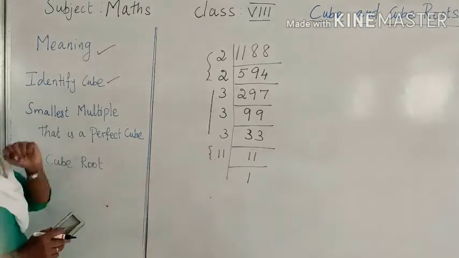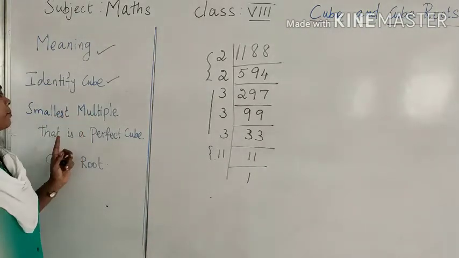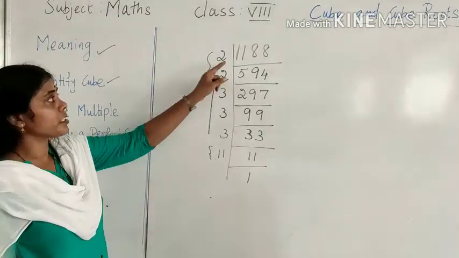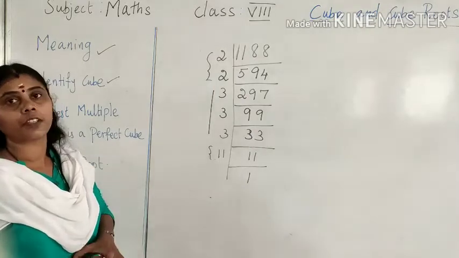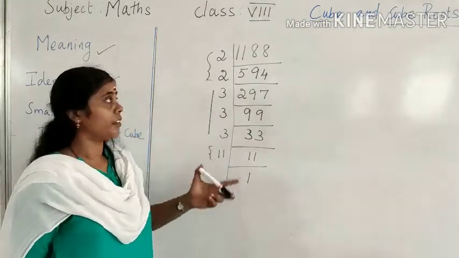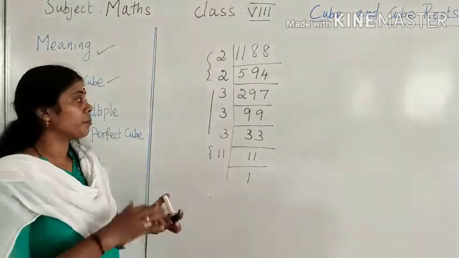Now the third topic is the smallest multiple that is a perfect cube. How can we make this given number a perfect cube? It is not a perfect cube, we know that. But if you want to make this number a perfect cube, which number should be multiplied?